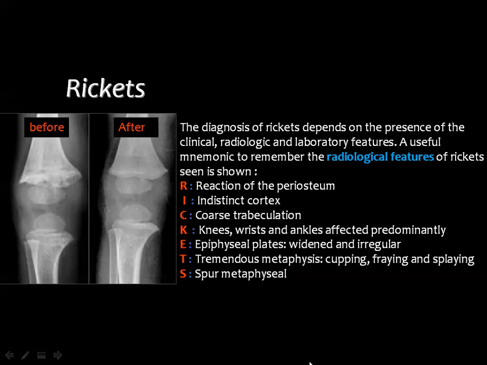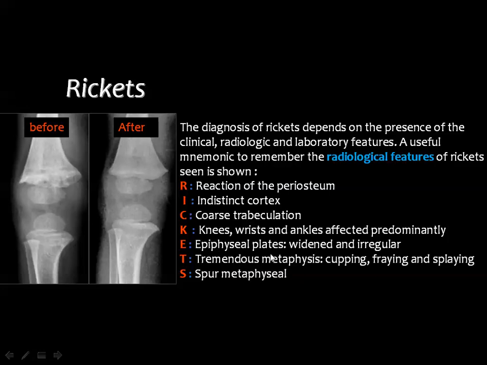And you may remember the changes of rickets by these abbreviations, which are, in my opinion, difficult to remember, but it is just written here for anyone who would like to follow. And here you see these are the letters of rickets. Reaction of the periosteum, meaning that there is periosteal reaction, indistinct cortex, coarse trabeculation. The knee, wrist, and ankle are predominantly affected.